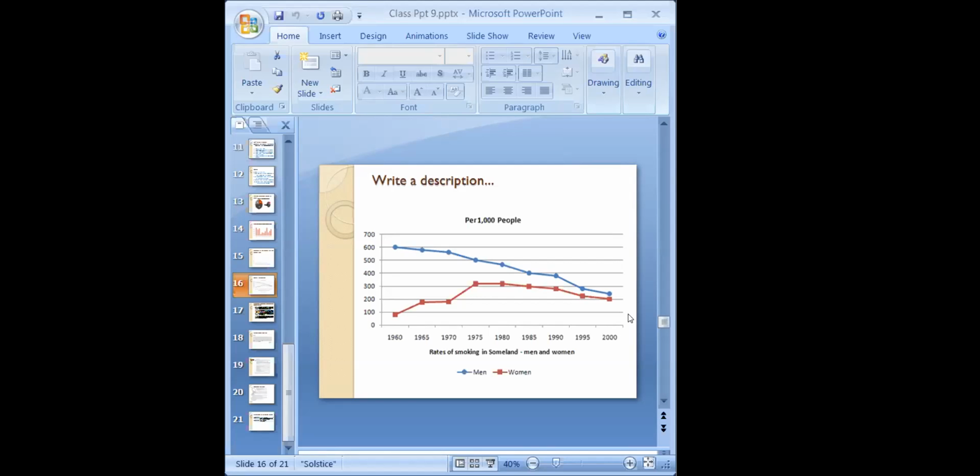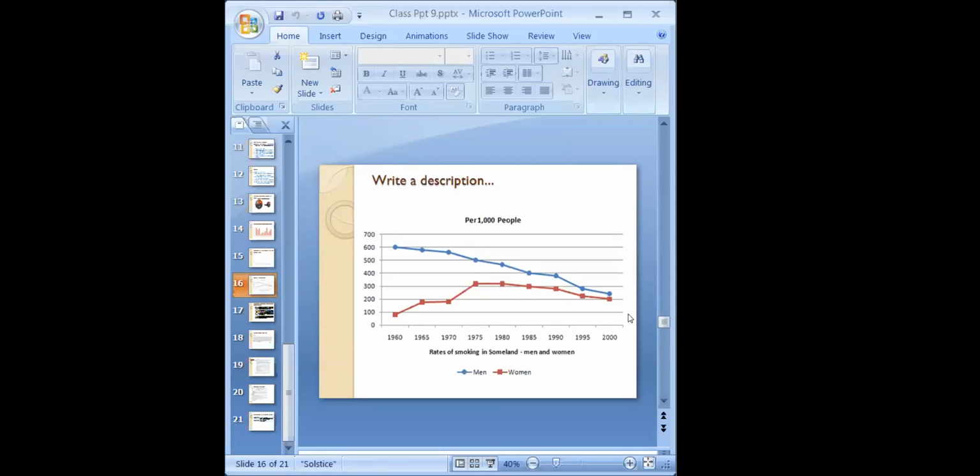And that is also not enough, right? As the exam question said, you need to compare and contrast the data where relevant. So here you can see men and women. Don't just talk about only the men or the women. Don't talk about just one, what is happening with one line. Talk about both of them and talk about what the graph is actually showing.